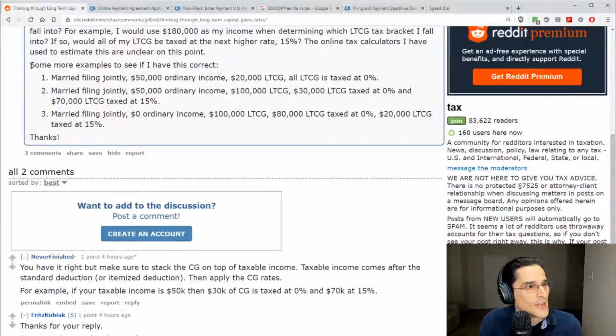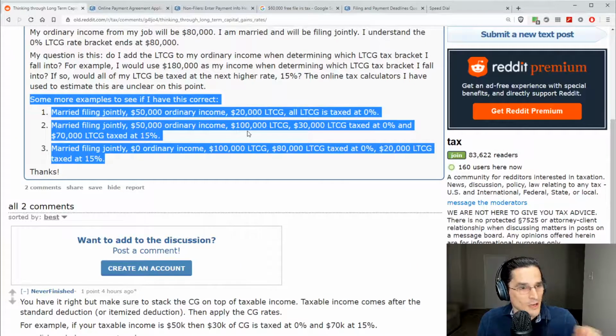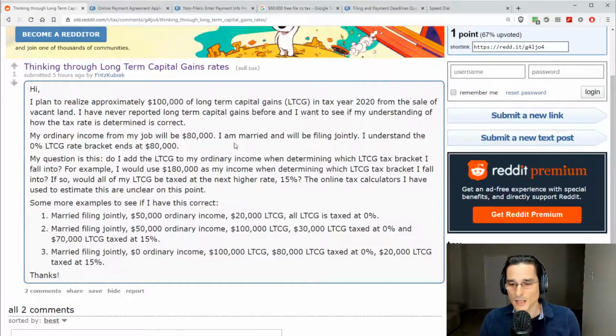Some examples to see if I have this correct. In the first situation, married filing jointly, $50,000 ordinary income, $20,000 long-term capital gain. All long-term capital gain is taxed at 0. Second situation is $50,000 ordinary income. The $100,000 long-term capital gain, $30,000 of it is taxed at 0 and $70,000 is taxed at 15. And for married filing jointly, 0 ordinary income. So these are a bunch of different examples. We're going to stick to the base example, right? Because we don't want to get too crazy.